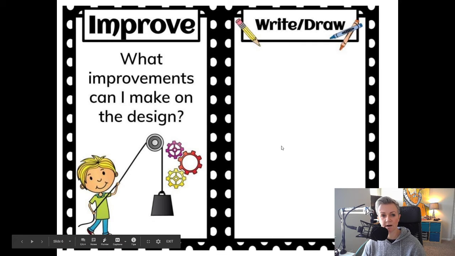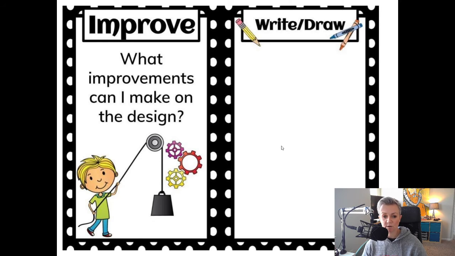Improve. This is where kids get to make new iterations on their prototype. And so that's another vocabulary word that you can add in: iteration is the same thing as making an improvement. And so what improvement can I make on the design? So whatever design or prototype they might have, maybe they want to make something smaller in a portion or work more smoothly. They can either write that down or they can draw a new picture of what it would look like.